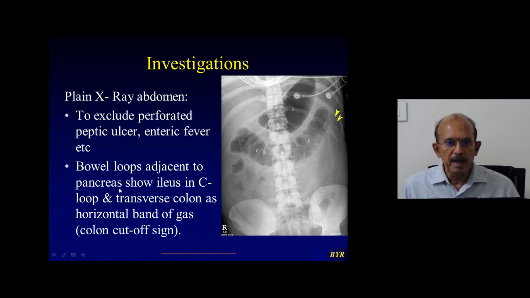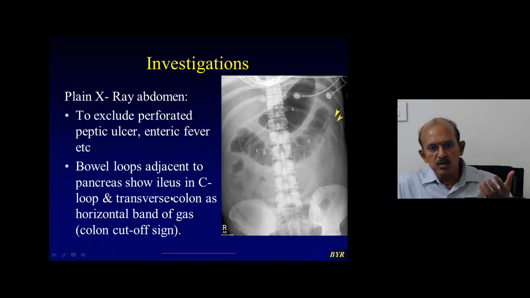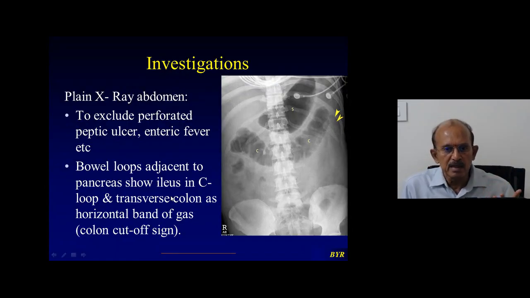Bowel loops adjacent to the pancreas may show ileus. Adjacent loops means the C loop of the duodenum and the transverse colon. They may become paralytic because they are quite adjacent to the pancreas. Because of the seepage of this fluid and the fluid exudates, they get irritated and go into paralysis. So the C loop is dilated or the transverse colon is dilated. When the transverse colon is dilated, when you take the X-ray abdomen, you will see only the dilated transverse colon. This is called the transverse colon cutoff sign.